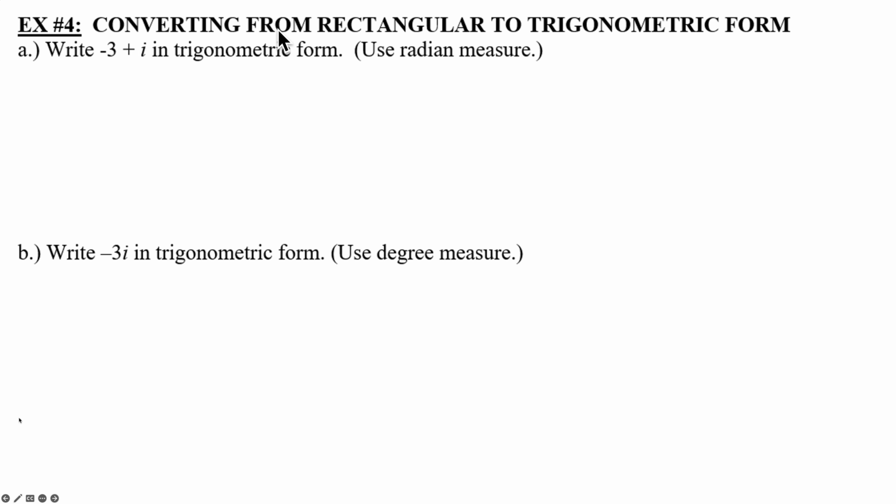Example 4, converting from rectangular to trig form. Use radian measures for -√3 + i in trigonometric form. Okay, so here we go, writing this in trig form.